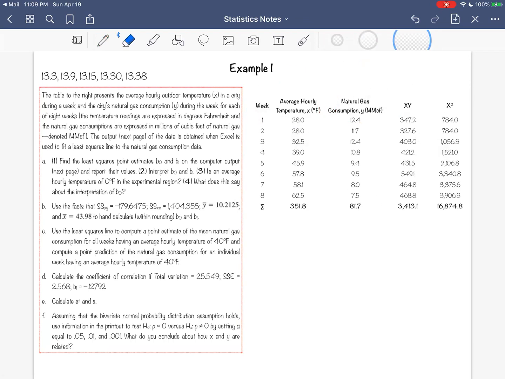So part A says find the least square point estimates of B0 and B1 on the computer output in the next page and report their value, interpret, and then it asks some other questions. So I'm going to skip that part and I'm going to actually calculate B0 and B1, effectively calculate the regression equation.